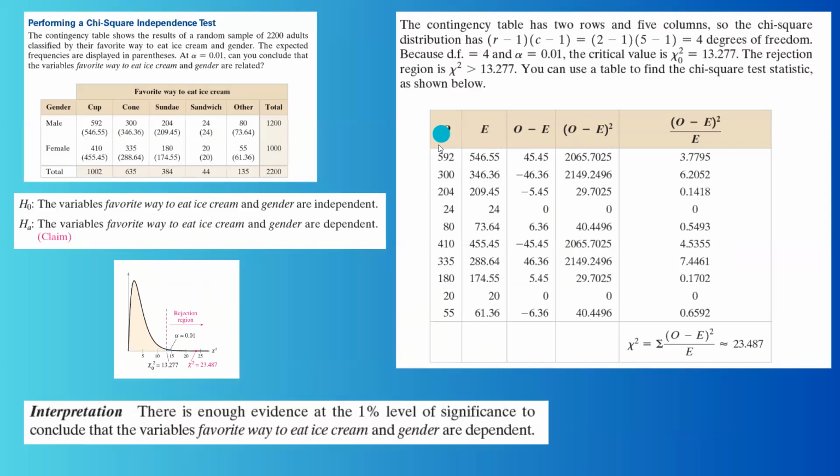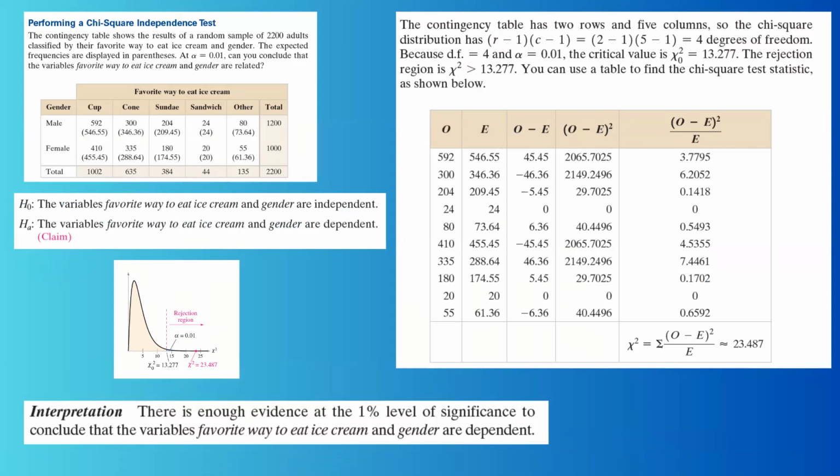To run the test, first you need to list all observed values, then expected values, find the difference between observed and expected, raise it to the second power, and divide it by the expected. Add them all together to find your chi-square. Null hypothesis is the variables favorite way to eat ice cream and gender are independent, and alternative hypothesis says, well, they are dependent, and this is the claim. We're going to check to see if we need to reject or fail to reject the null hypothesis so we can make a decision about our claim.